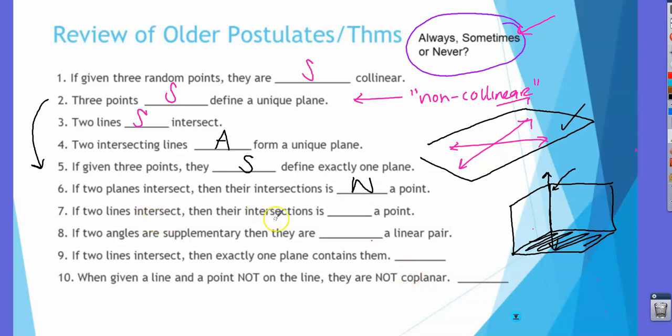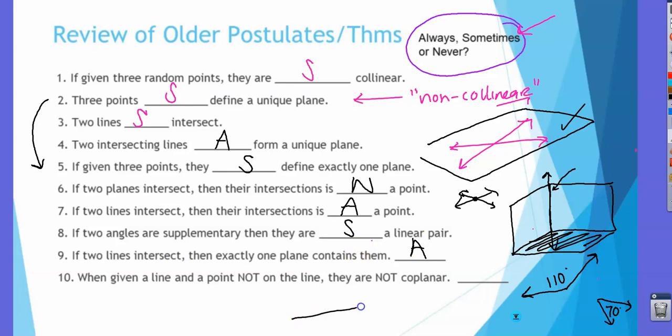If 2 lines intersect, their intersection is a point. What do you guys think? If 2 lines intersect, yeah, they only intersect to form a point. So that's always. If 2 angles are supplementary, then they are a linear pair. Ooh, that's tricky. Well, if you guys remember, I said supplementary and complementary angles don't actually have to be next to each other to add up to 180. They just have to add up to 180. So they don't have to be a linear pair. They could be, but they don't have to be. So that would be a sometimes. If 2 lines intersect, then exactly one plane contains them. That's this guy again. That is an always.